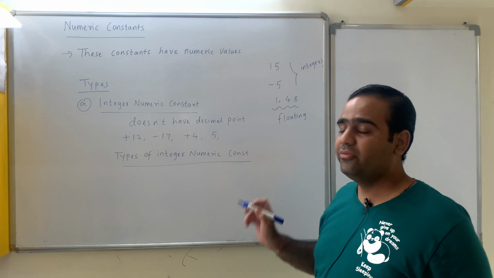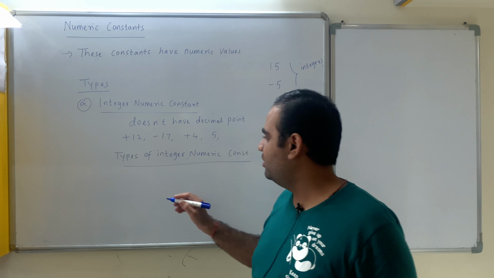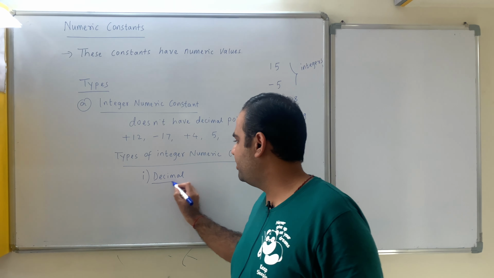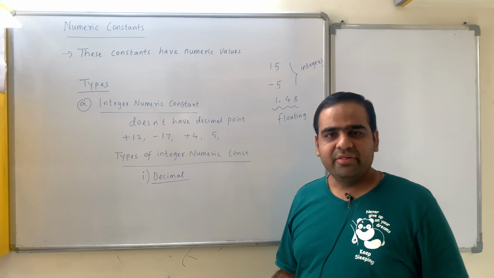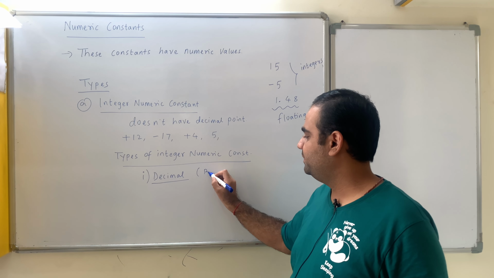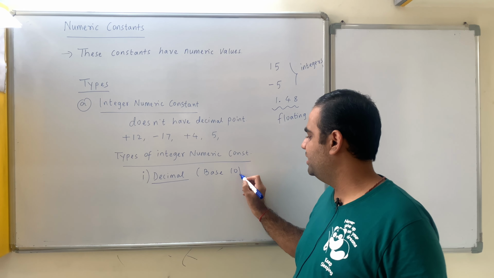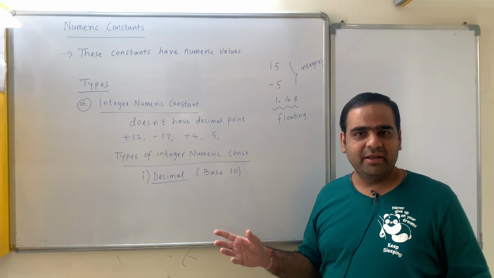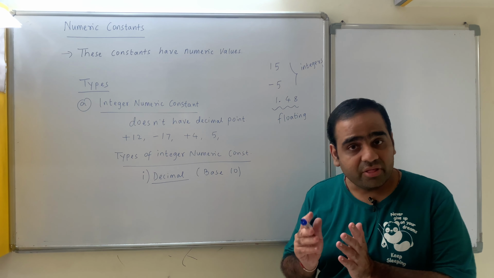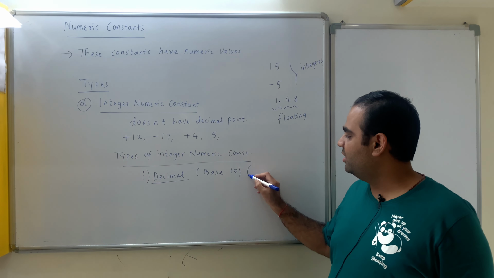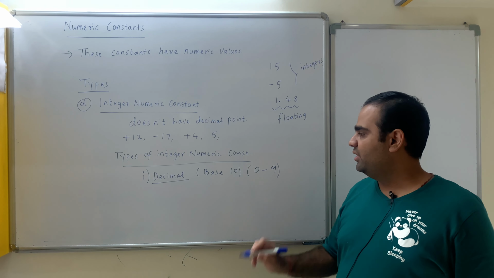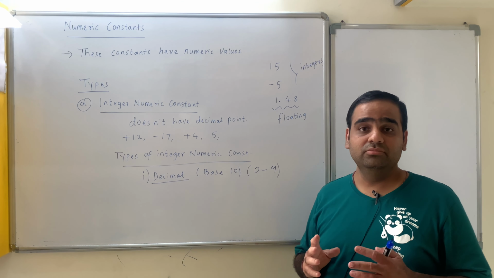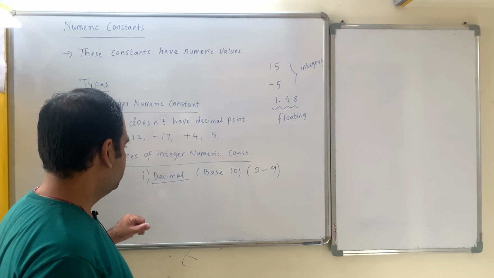Now, what are the different types of integer numeric constant? The first one is the decimal integer numeric constant. What is a decimal integer numeric constant? As the name indicates, it is to base 10. Whenever you divide the number by 10, the remainders we get are from 0 to 9, and the same digits we can use. Therefore, in decimal integer numeric constants, you can use the numbers from 0 to 9.